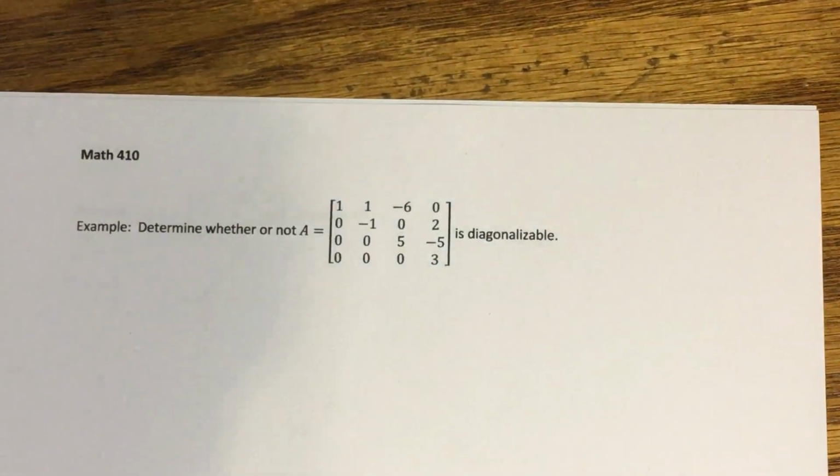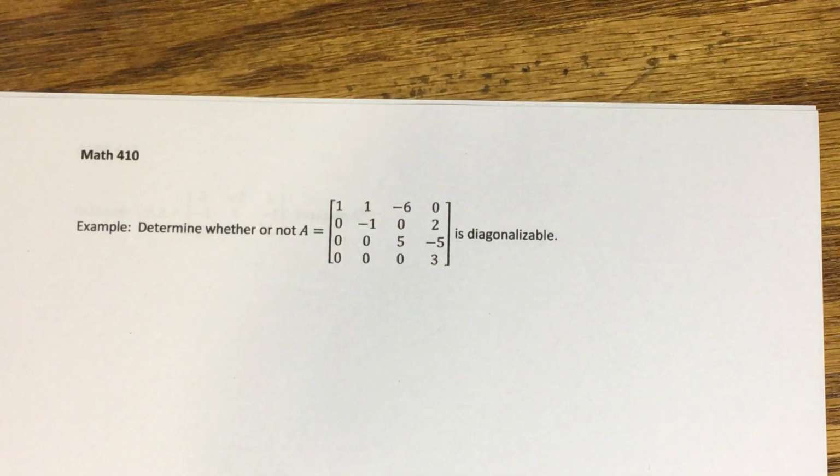Okay, so let's look at another example of diagonalization. This time we're not going to go through the process of diagonalizing a matrix. We're just going to confirm whether or not the matrix is diagonalizable to begin with. So the matrix that I'm looking at here is a 4 by 4.